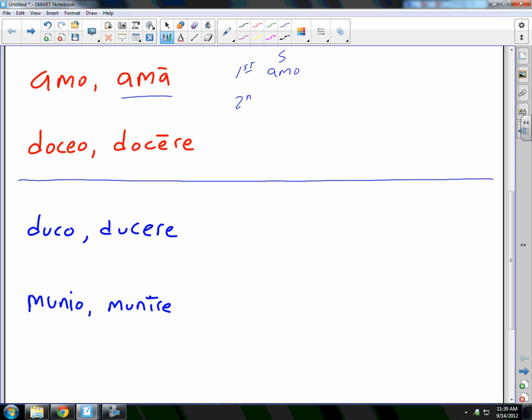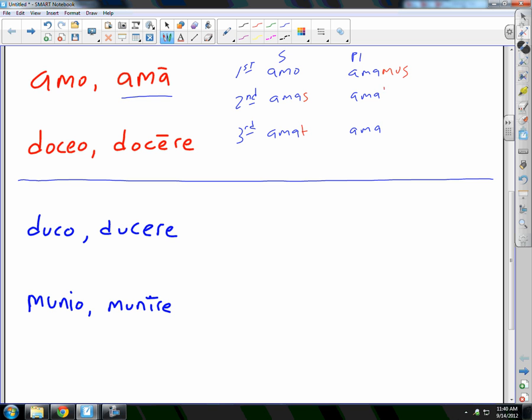My second person is where I'm going to start using that base of ama. The base for all of these is the same. And then I'm going to add the endings -s, -t, -mus, -tis, and -nt. Those are the personal endings that help me establish who the subject of the sentence is.